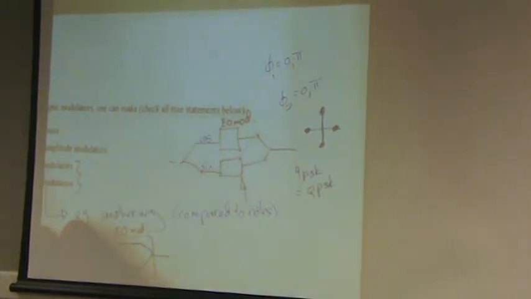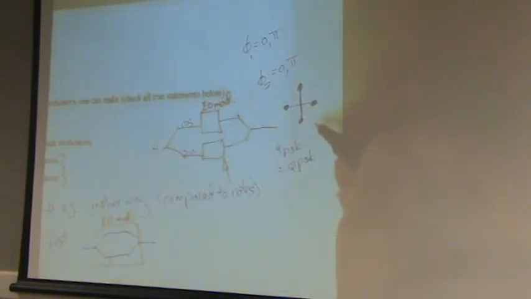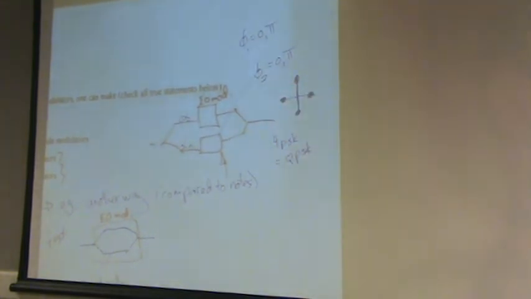How many people went that path? How many people said QAM yes because four dots on a circle is four dots on a square? You did that? Honestly? No. You did that almost honestly. I'm not sure which part you're being honest about. No.